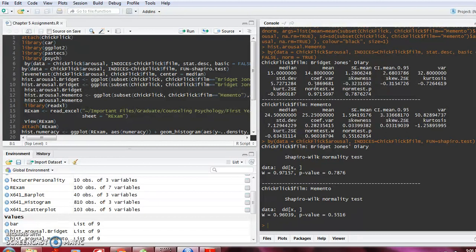Kurtosis essentially refers to the peakedness or pointiness of a distribution. It also refers to the tail. So a positive value of kurtosis indicates that we're going to have a pointy distribution, and a heavy-tailed one at that. A negative value for kurtosis essentially refers to a flatter and lighter-tailed distribution. When I plot my histograms for Bridget Jones's Diary and Memento, I'll refer back to that.